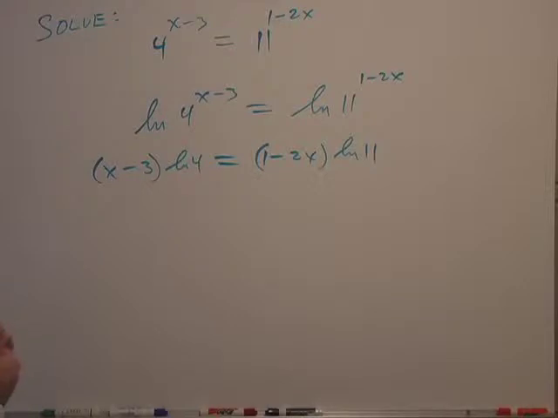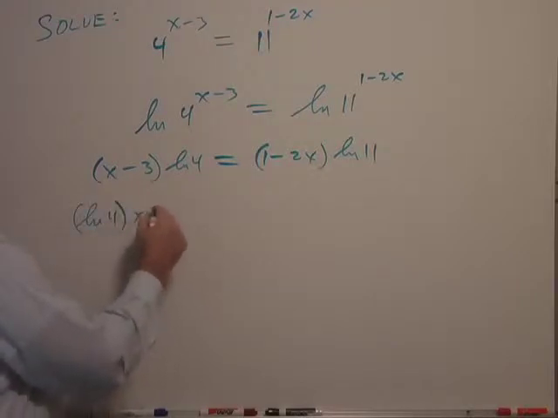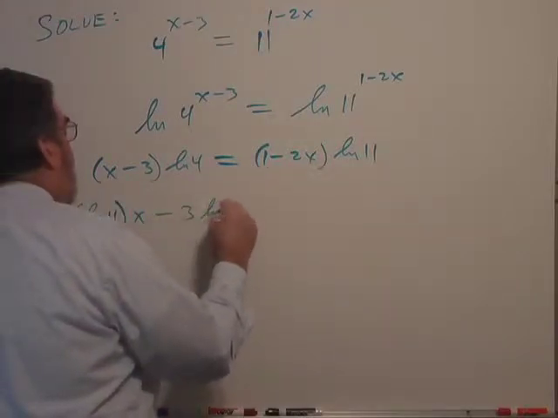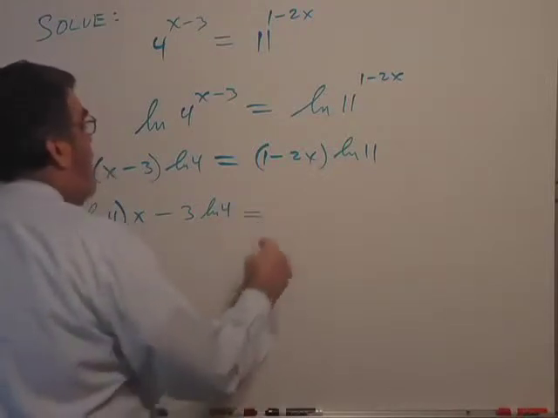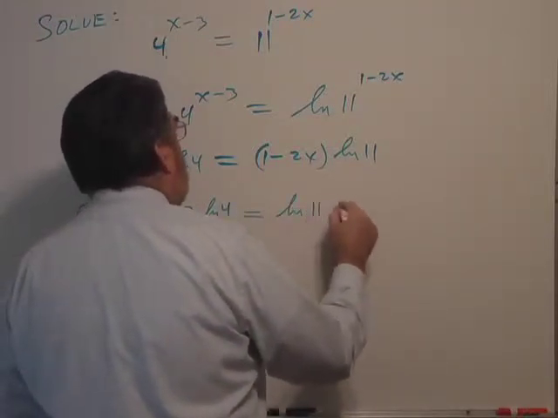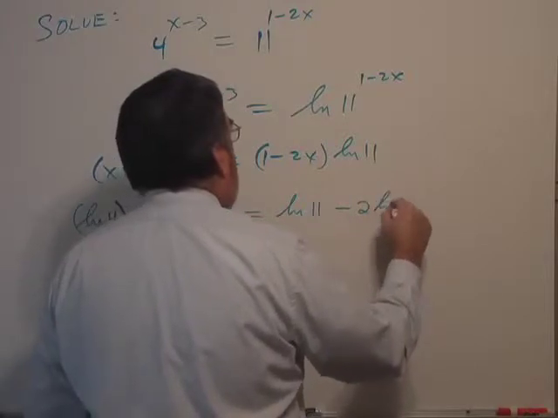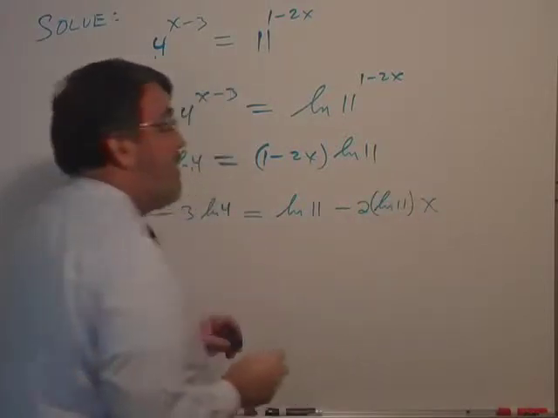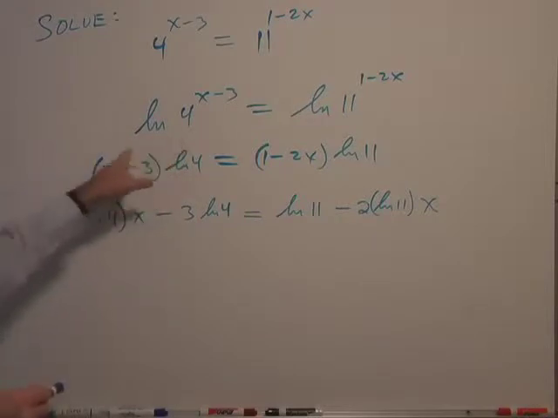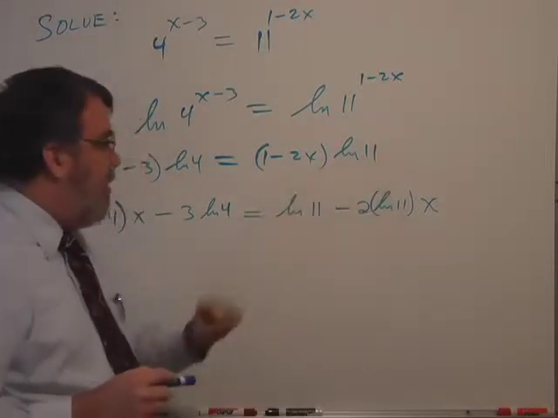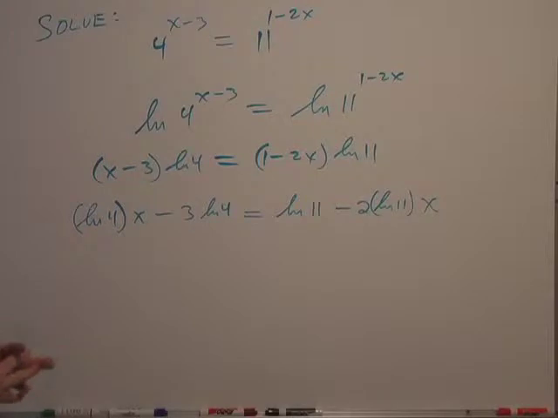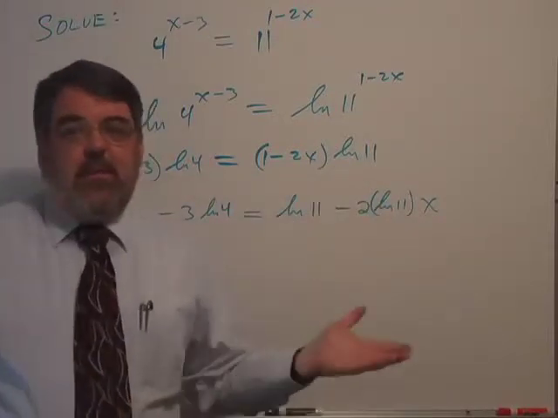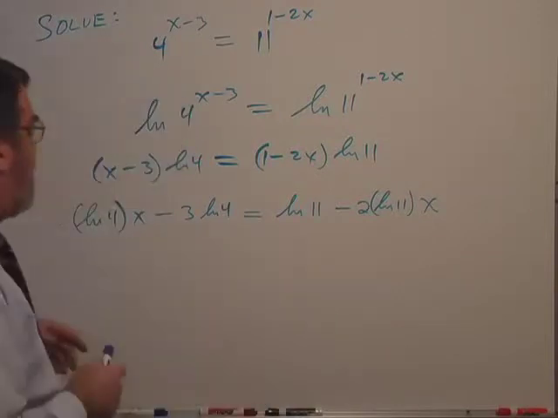So, all right, I'm going to multiply through the parentheses. And we have natural log of 4 times x minus 3 natural log of 4 equals natural log of 11 minus 2 natural log of 11 times x. So I distributed through both parentheses, just ordinary distribution. And the thing to bear in mind is these logarithms are just numbers. That's all they are. They're constant numbers.